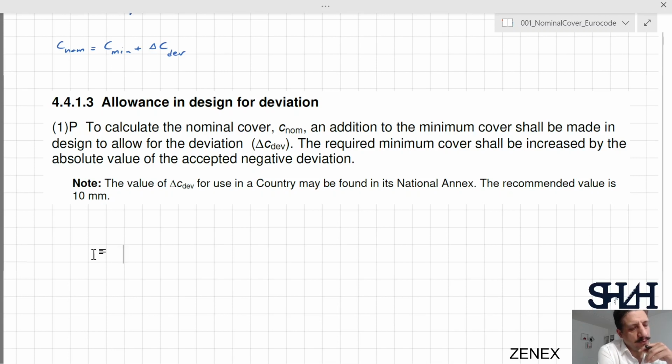The required minimum cover shall be increased by the absolute value of the accepted negative deviation. The value of delta C deviation for use in a country may be found in its national annex. The recommended value is 10 millimeter. We use 10 millimeter here, but always check the national annex if there is any statement about this, any notes that are referring to the national annex of a country. So 10 millimeter. And also we have another important clause in this case.